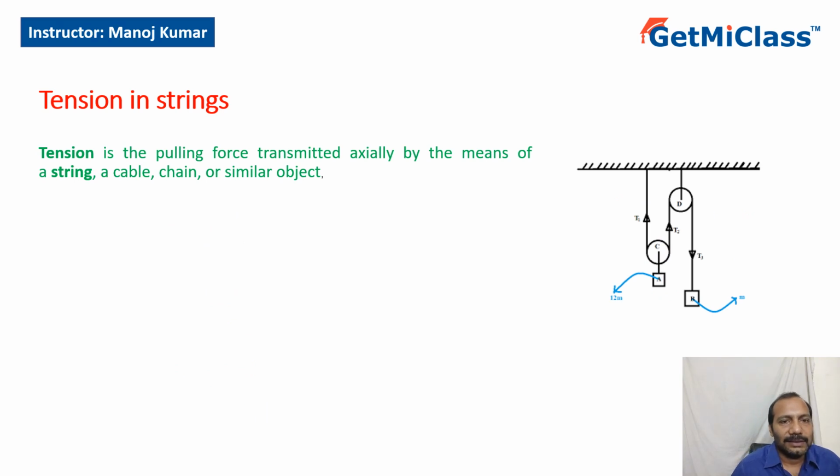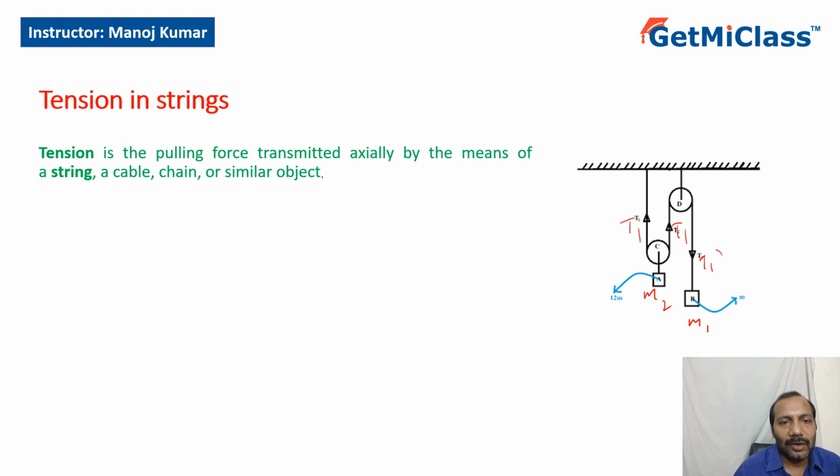Now we have two masses. I'll say this is M1 and this is M2. Let's assume that the masses are in equilibrium. Now what is tension? If the string is the same and everything is massless, tension would be the same everywhere. So I'll say this is T1, this is also T1, this is also T1.